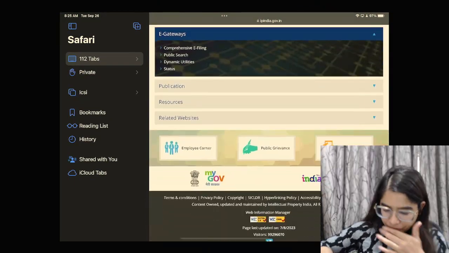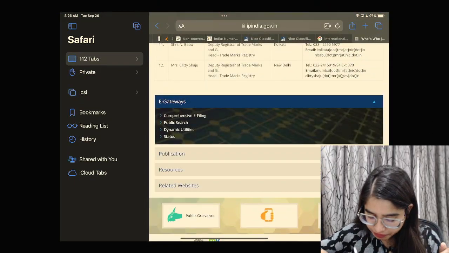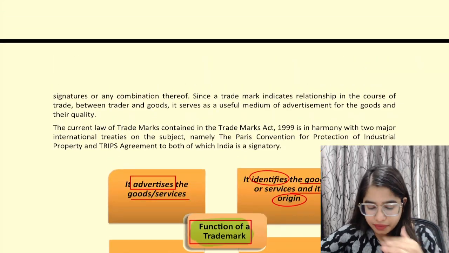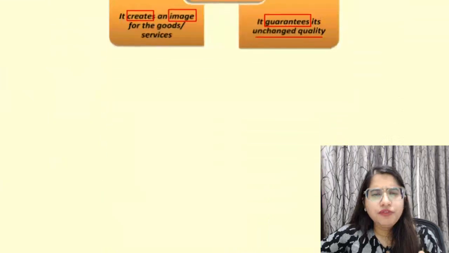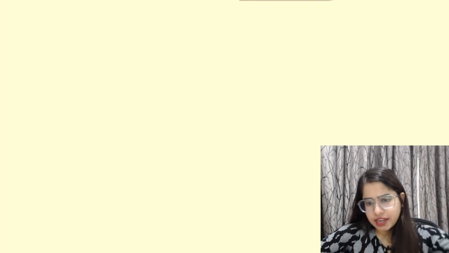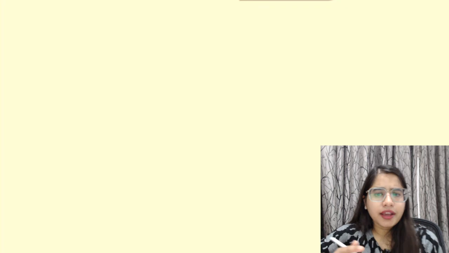Okay guys, coming back to the topic. Now, inside this there is a trademark registry as well. Okay, so now first I will give you a brief understanding about what you understand by trademark. Right, first we'll give you a brief understanding. What do you understand by trademark?